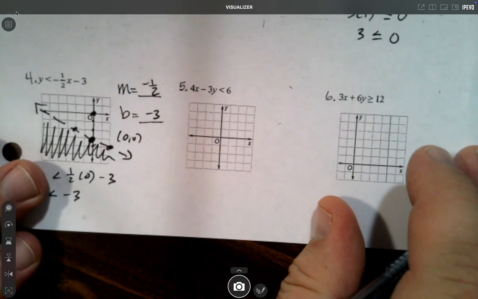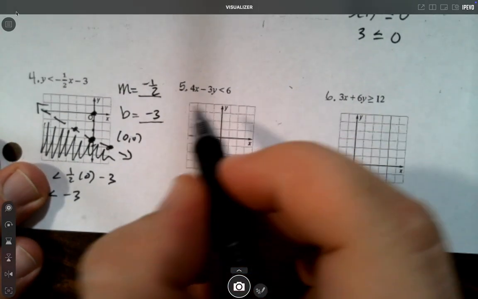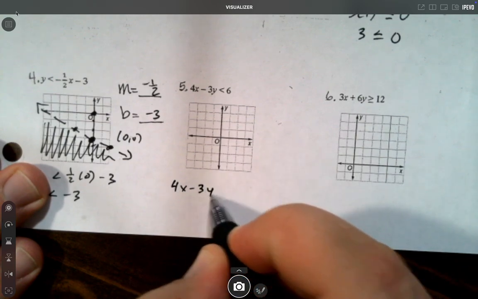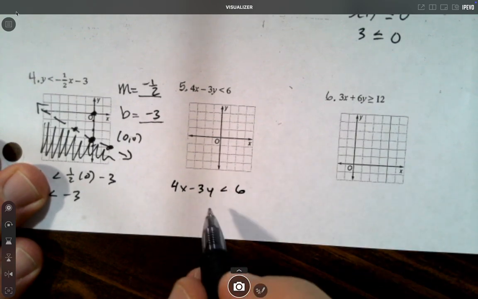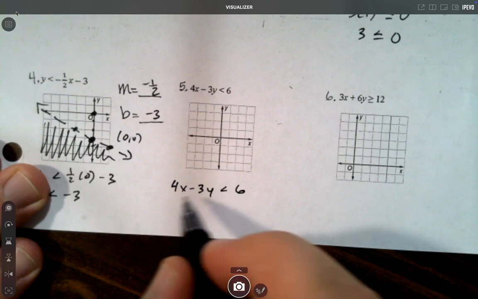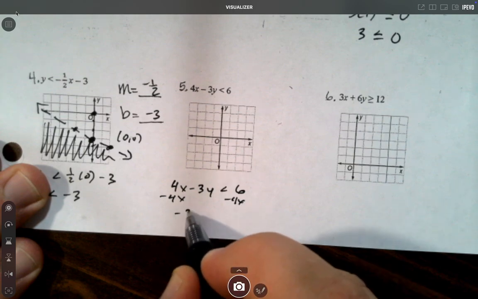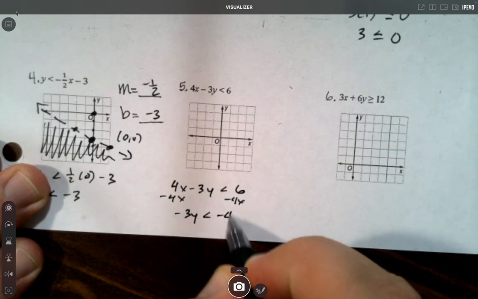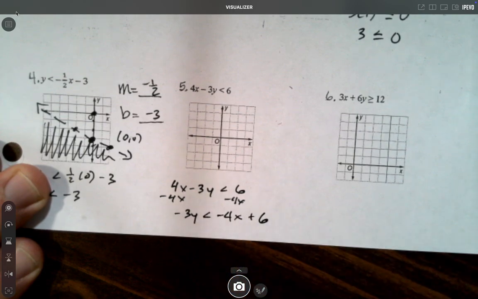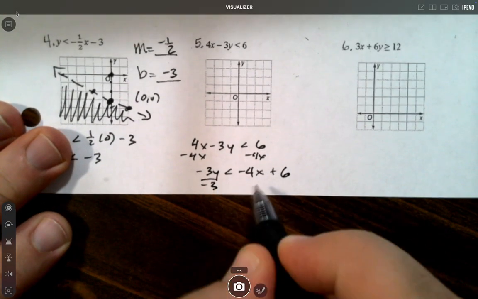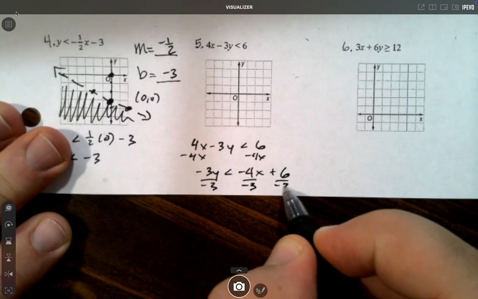Okay, now 5 and 6 will take a little bit more work because we want these to be in slope-intercept form. So let me write this down here and we'll work to make that happen. So I want the y by itself here on the left side. So I'll start by subtracting 4x. Gives me negative 3y is less than negative 4x plus 6. Then I will divide every piece here by negative 3.